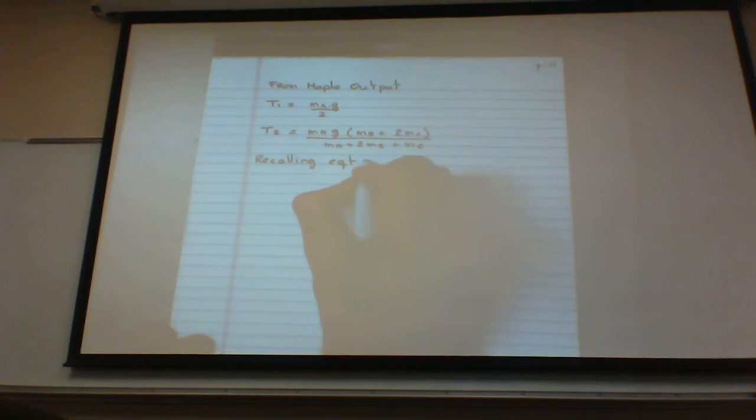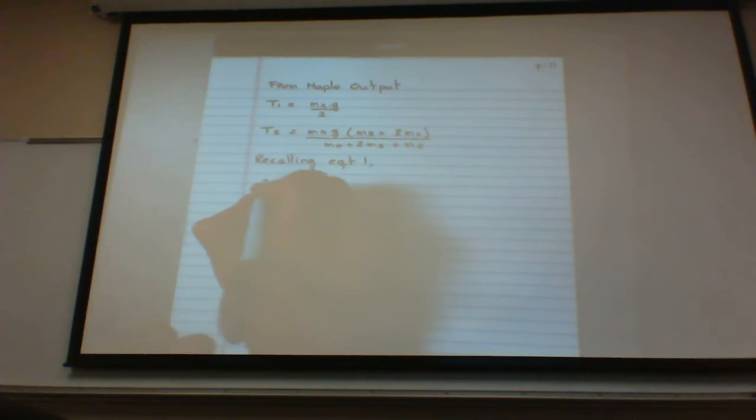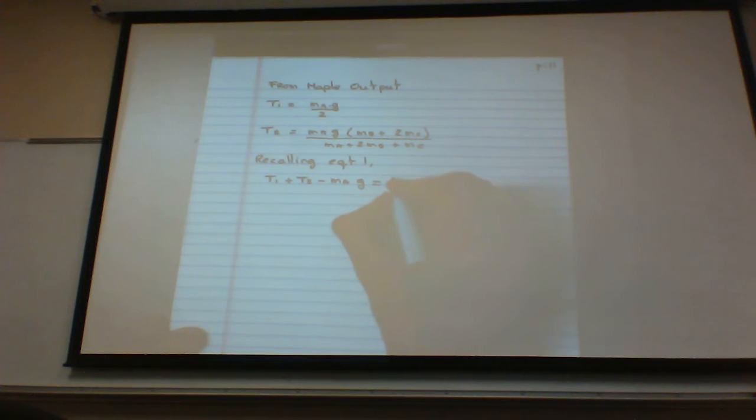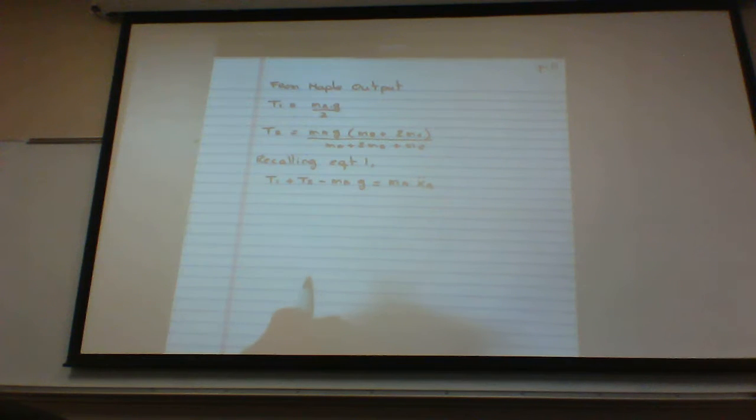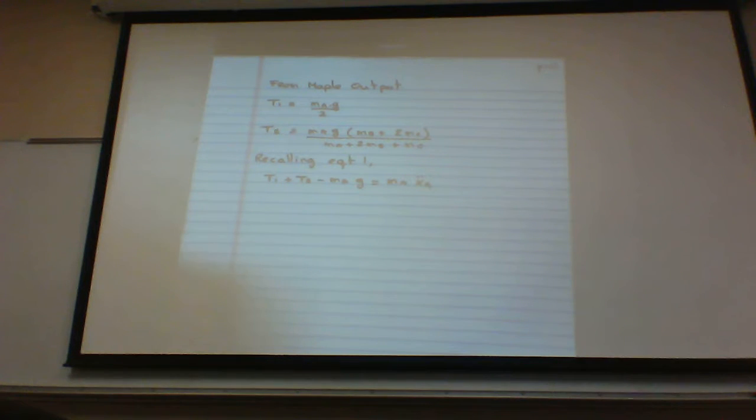So if we come here, we say, recalling equation 1, which is T1, or this is the equation of the pulley, sorry, so let's do the pulley and the block. T2 minus M_A g equal to M_A x double dot A. All right? I know I'm going to complicate stuff, but let's make a decision now.